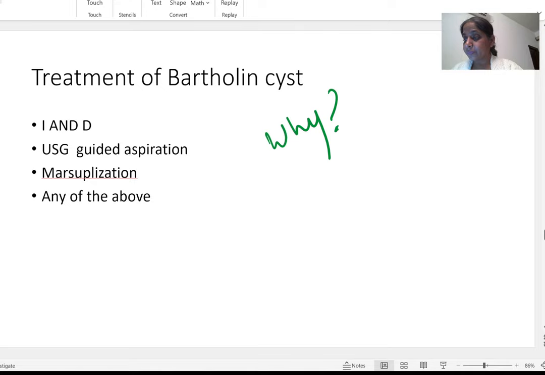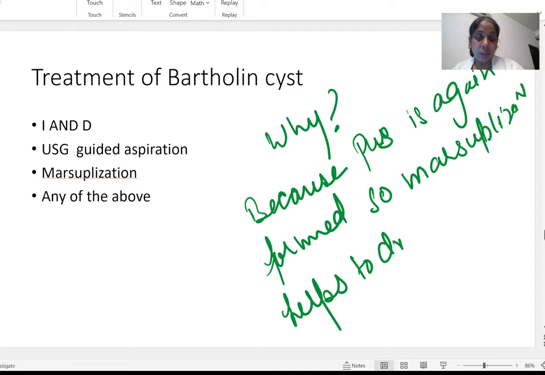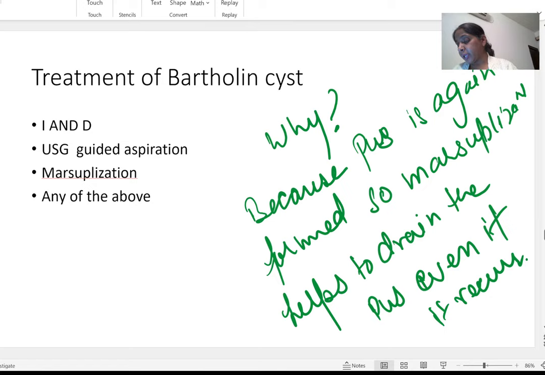Take the third question. Also tell me why marsupialization is the treatment. Why is it the treatment? Because pus is formed again, so marsupialization helps to drain the pus even if it recurs. Okay? Pus will not collect again. Very good.